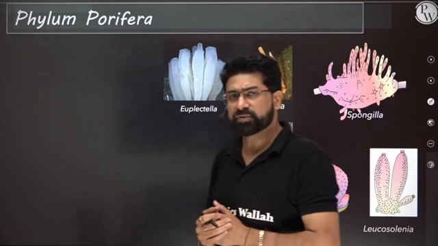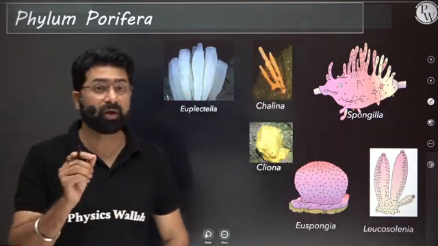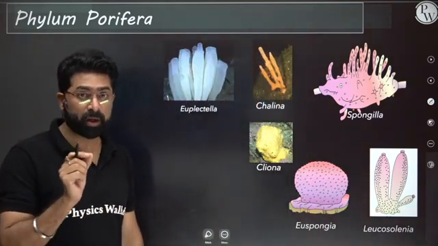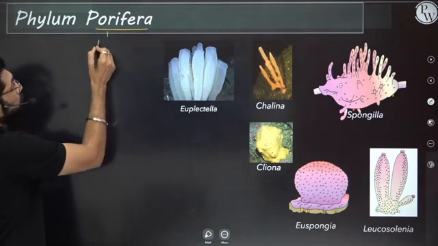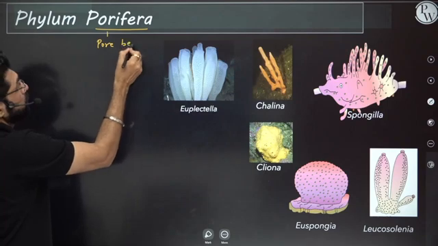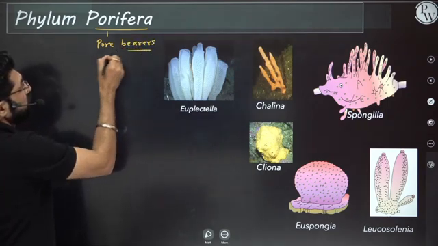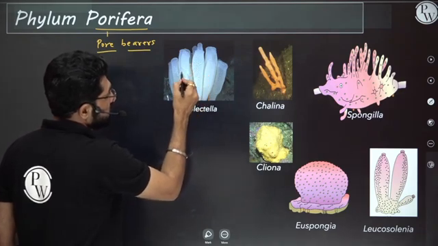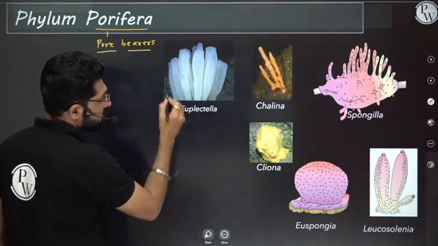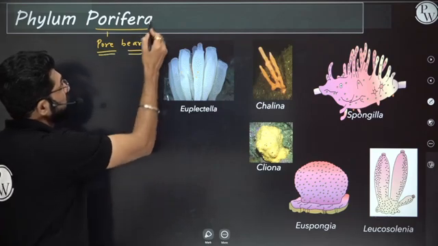So why we call it as phylum Porifera? Because they have pores in their body. That is why it is called phylum Porifera. Phylum Porifera means they are pore bearers. They have pores in their body. You can see here, these are small pores here. So that is because of this they are called as phylum Porifera.